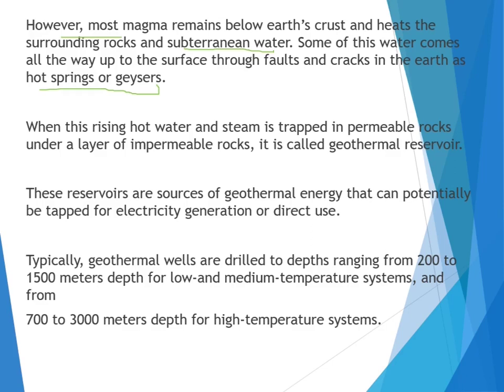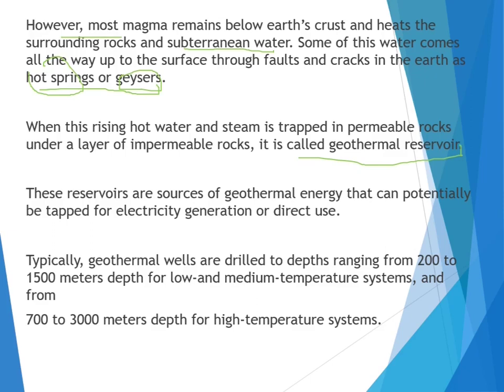Geyser is basically a place where naturally hot water comes out from the ground. And hot spring is a spring of hot water which is heated by volcanic activity. So these are both. When this rising hot water and steam is trapped in the permeable rocks under a layer of impermeable rocks, it is called a geothermal reservoir. I told you about the geothermal reservoir in the previous slides.